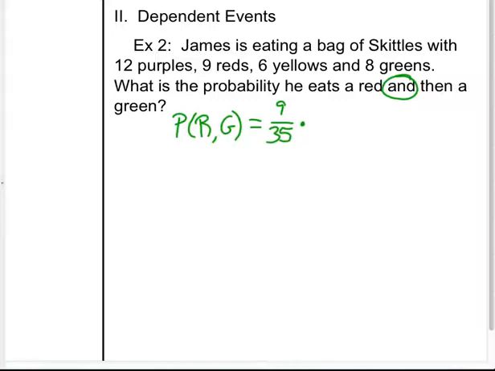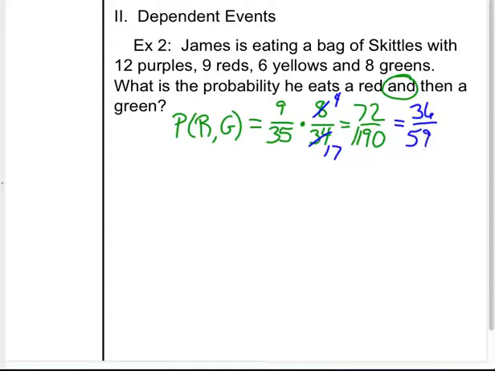Now, once he's eaten a red Skittle, there are now 34 Skittles left in the bag. And then a green, we still have 8 greens in the bag. So multiplying our probabilities together, we get 72 out of 1190. If we want to simplify this probability, I would actually simplify it before I multiply. 8 and 34 have a common factor of 2, and I don't see any other common factors, so that would give us 36 out of 595.